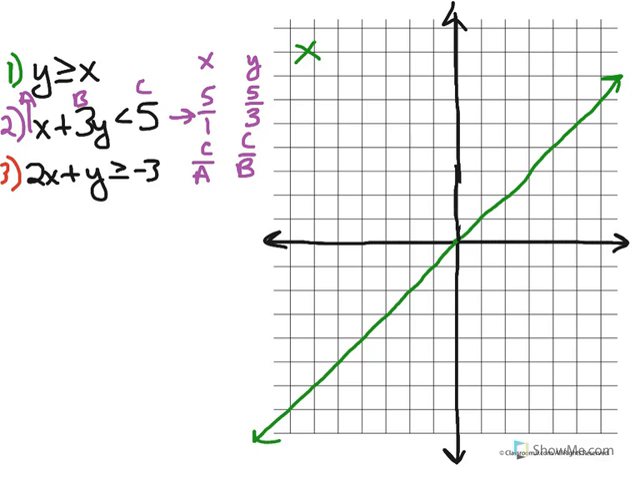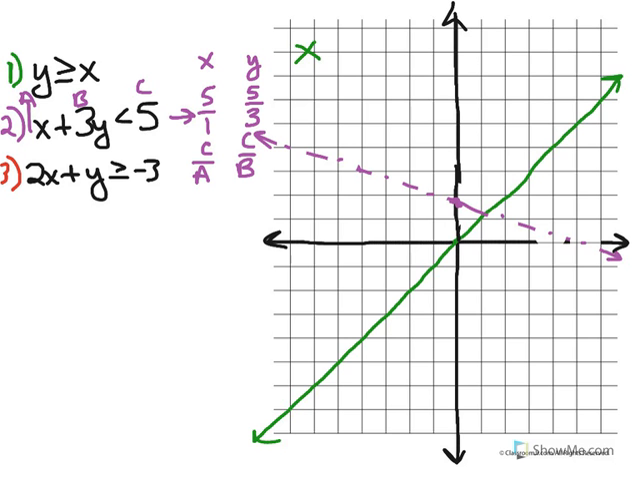For x, then, we have 5 over 1. The x-intercept is 5, 0. So this point is on my boundary. The y-intercept is 5/3. That's the same as 1 2/3, and that is also on the boundary. So now we need a dashed line that goes through those 2 points. So there it is.